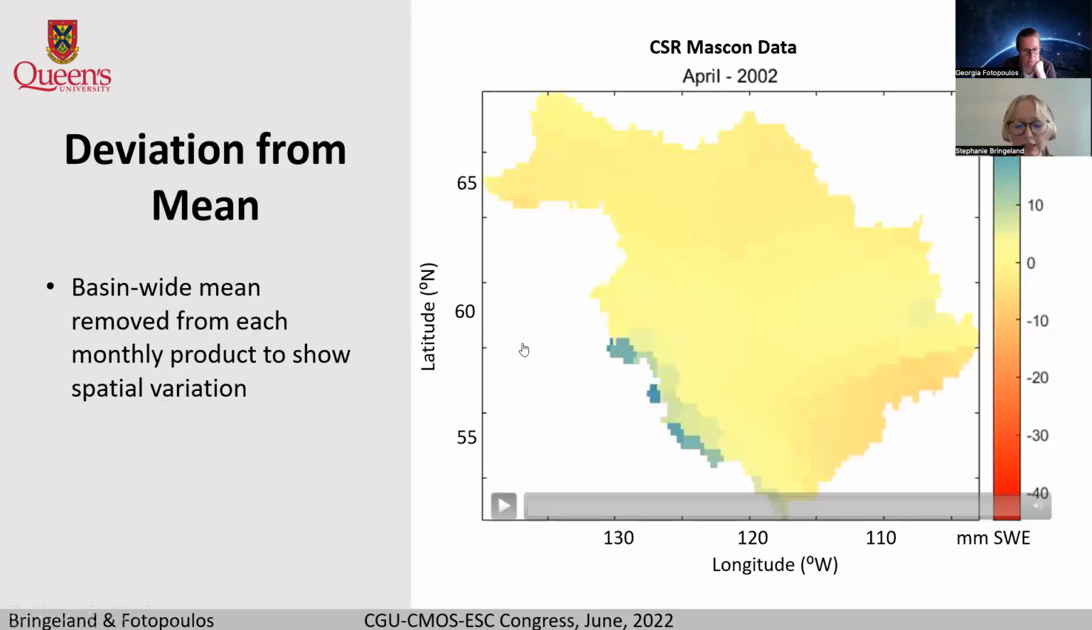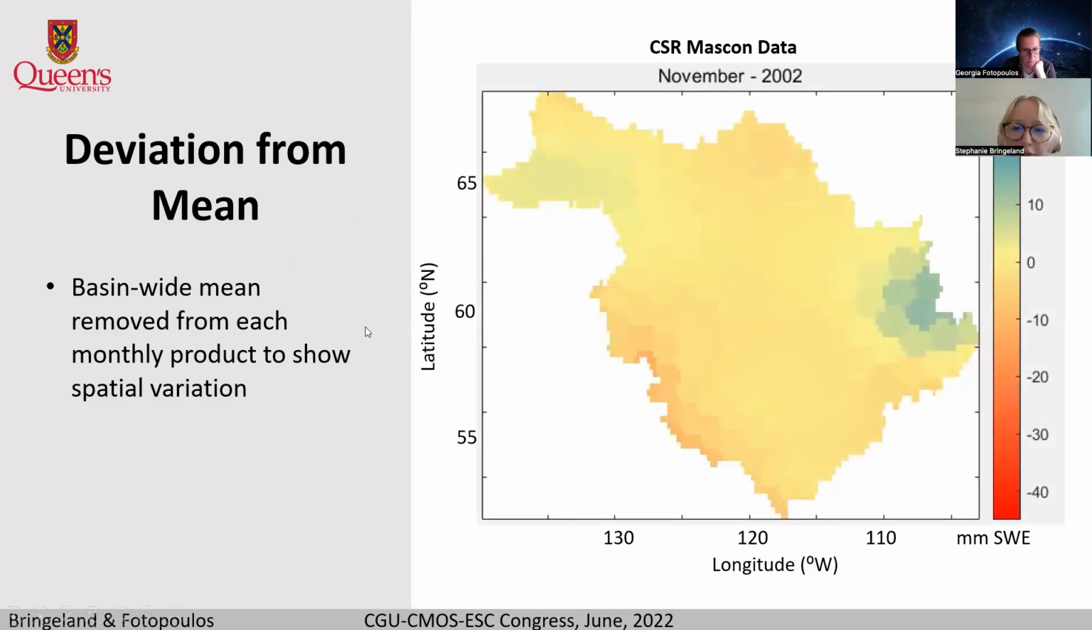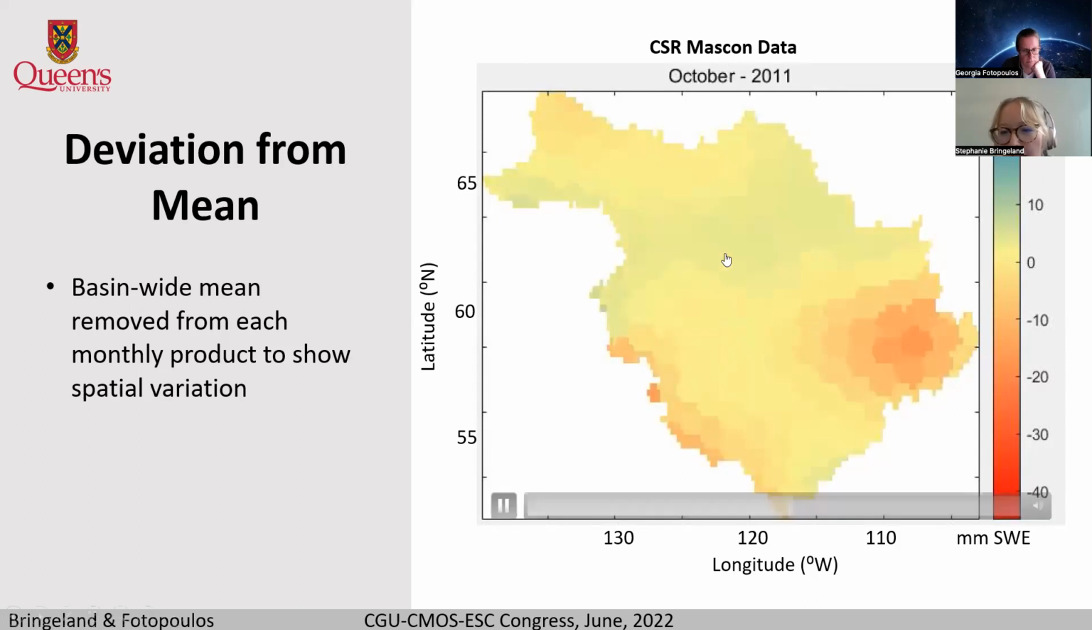And we can look spatially. This is just a bit of an animation. Each monthly product has had the basin-wide mean removed, so it's basically just showing where there's spatial variation in the monthly signal. Blue is a positive deviation and red is a negative deviation. After about 2010, so about now-ish, we start seeing even more of a negative deviation existing more commonly in the south central eastern portion, and in the northern area, more positive deviation occurring.